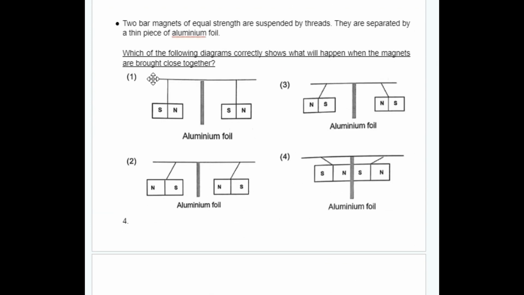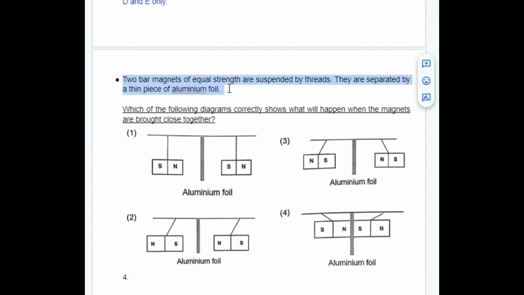Two bar magnets of equal strength are suspended by threads. They are separated by a thin piece of aluminium foil. Which of the following diagrams correctly shows what will happen when the magnets are brought close together? 4.